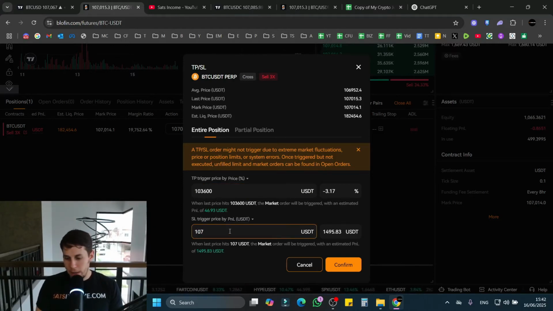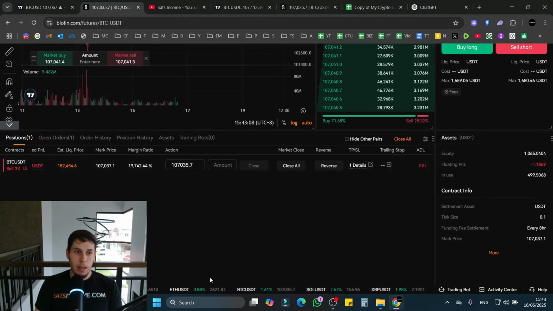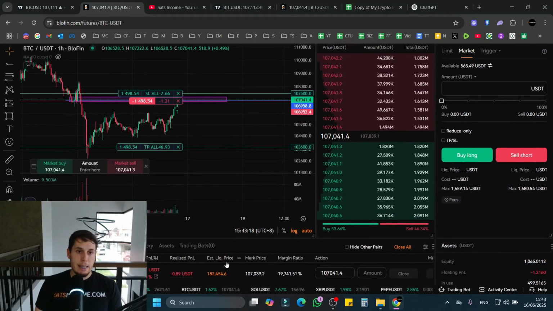So let's say that we want to exit at 107,500 or something. If this trade goes against us, we're going to lose like $7.66. So one of two things will happen: either the trade will go against us and we're going to lose like $8, or the trade will go in our favor and we're going to win $47. If that's what you want, you add it right here and bam, you have take profit and stop loss for this specific trade. Then from here you can just let this trade play out.